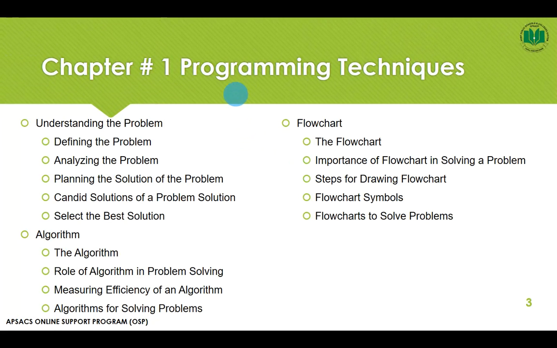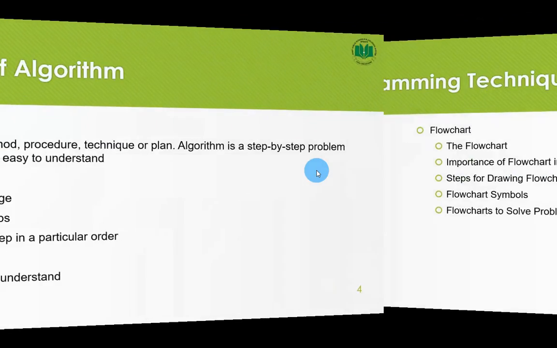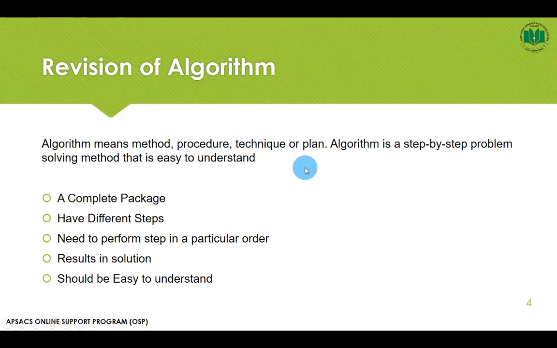It includes three main topics: understanding the problem, algorithm. We have covered all these two topics. Now our topic is the flowchart. So let's get started with a revision of the algorithm.